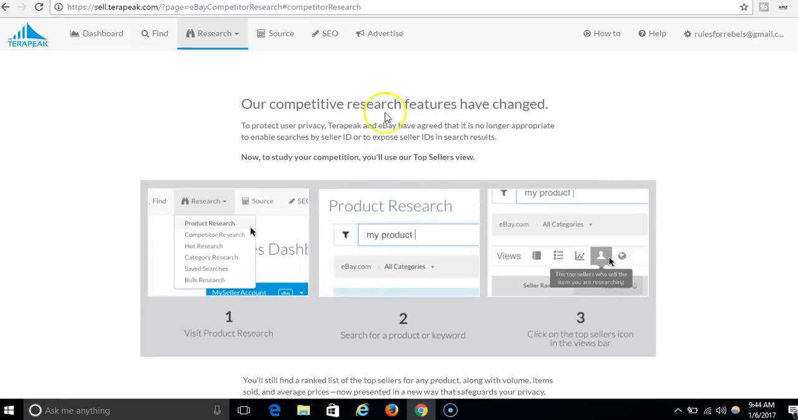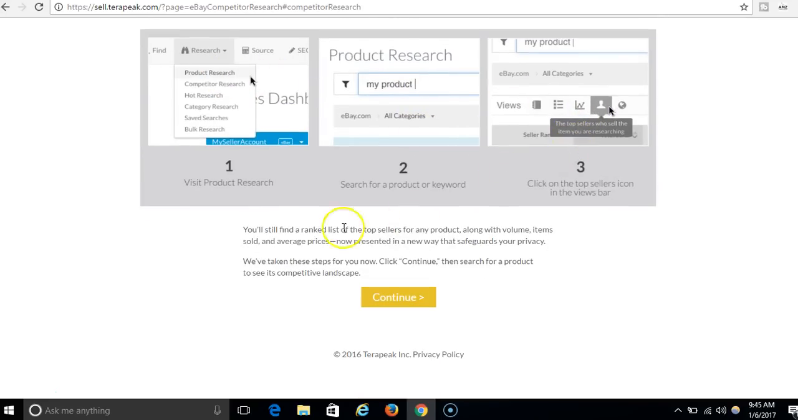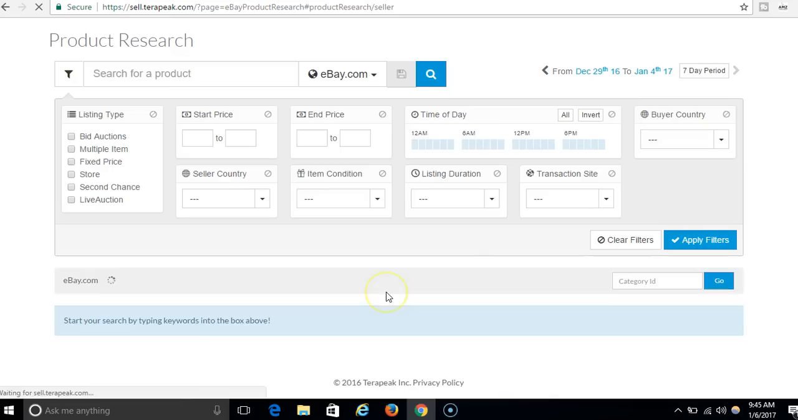But if we go over to competitor research, there's a little notification here that tells us why. It says, "Our competitive research results have changed. To protect user privacy, Terapeak and eBay have agreed that it's no longer appropriate to enable searches by seller ID or to expose seller IDs in search results. Now, to study your competition, you'll use our top sellers view," which is basically what I just did. Go to product research, type in the product, and then click the guy. "You'll still find a ranked list of top sellers for any product along with volume items sold and average prices, now presented in a new way that safeguards your privacy. We've taken these steps for you now. Click continue to search for a product." So now this is just going to take us back to the search page.